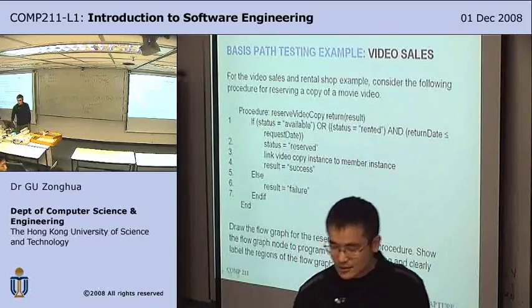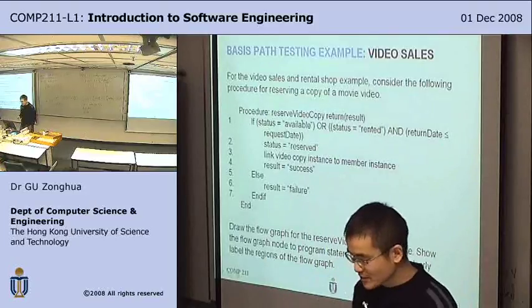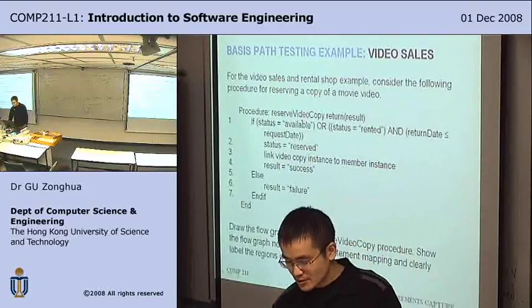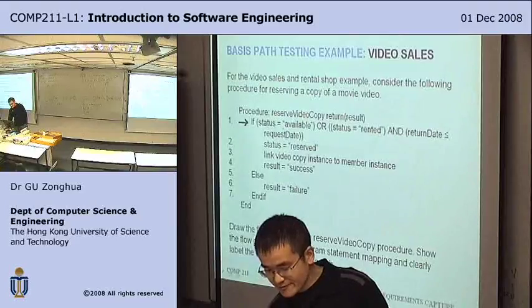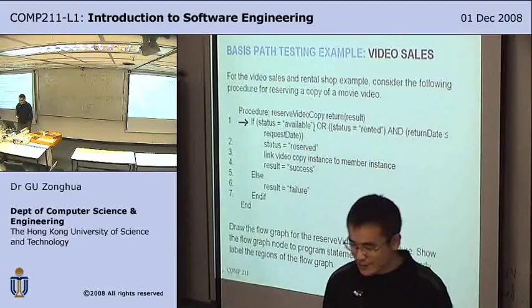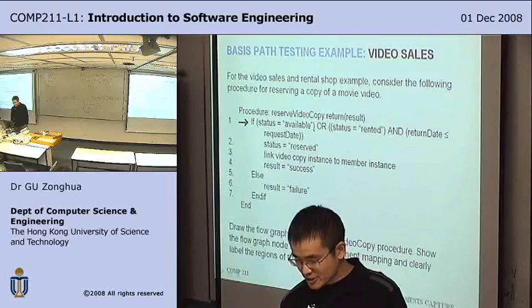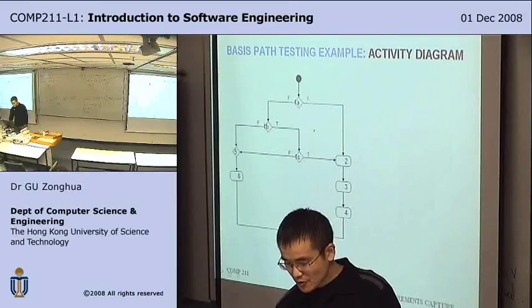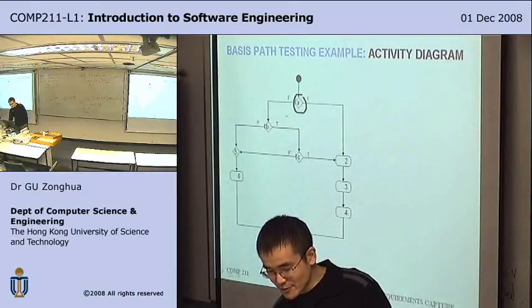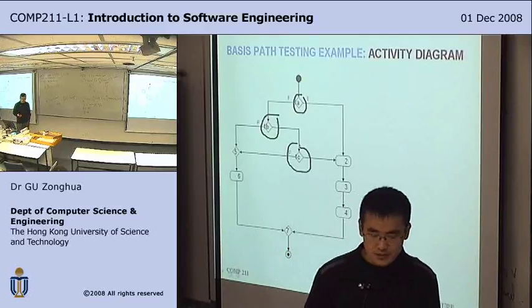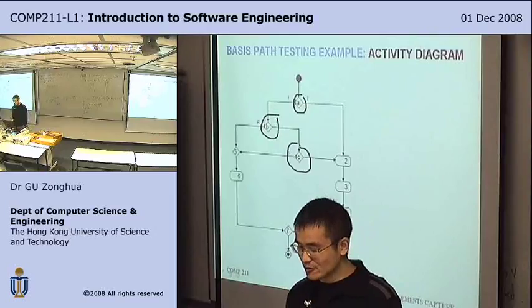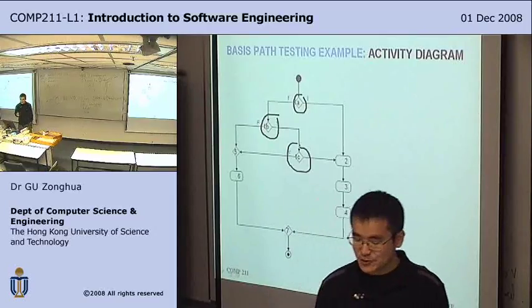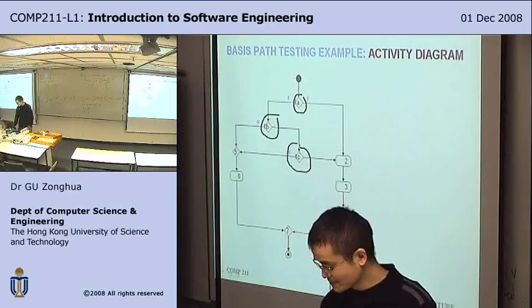Notice that compound conditions get turned into multiple control nodes. Here you have one statement: if status is available or status is rented, or something like that. It gets turned into 3 decision nodes. The number of decision nodes depends on the number of simple conditions. So it's not true that each statement gets turned into one node. One if condition can be turned into multiple nodes if it's compound.